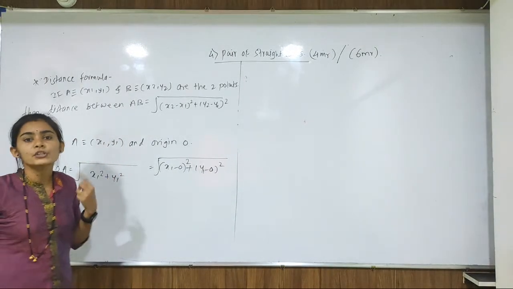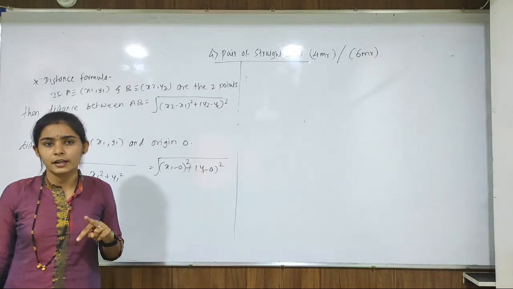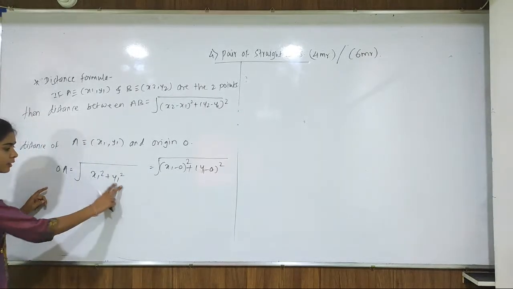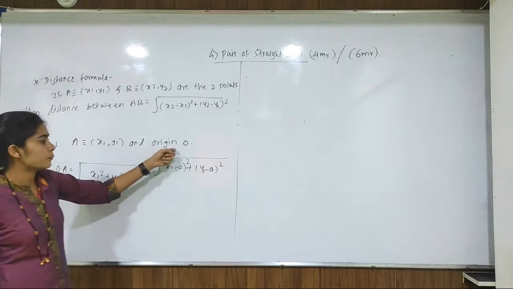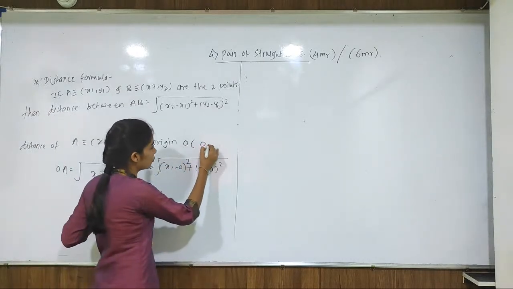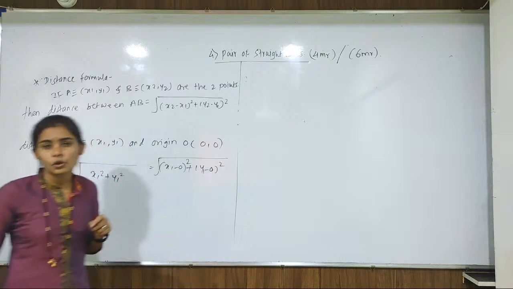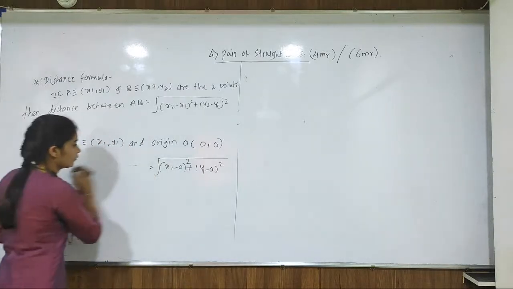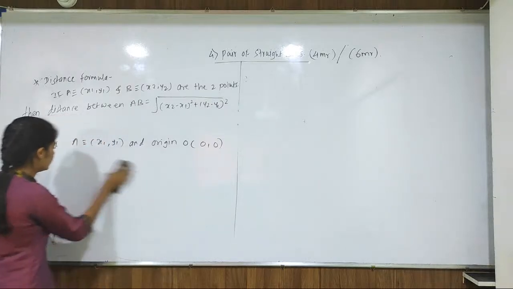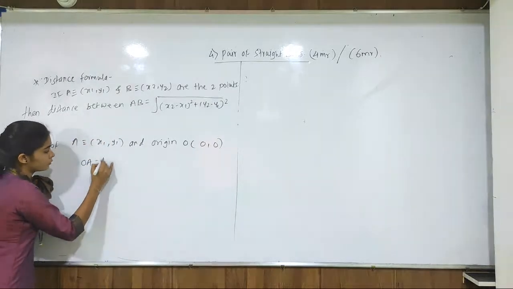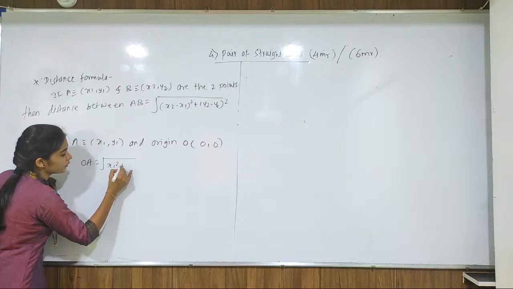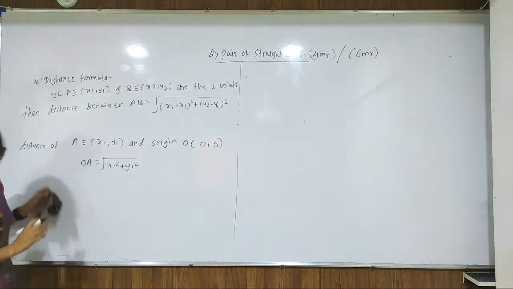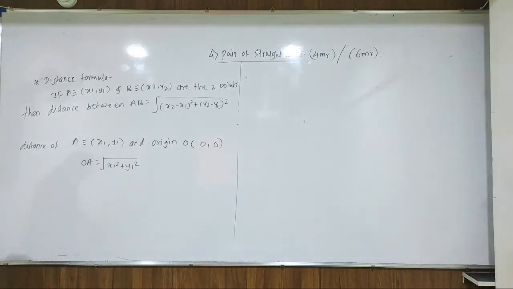जर एक पॉइंट ओरिजिन मधून पास होत असेल आणि एक पॉइंट गिवन दिलेला असेल, then it is x1 square plus y1 square because origin points are 0, 0. Origin चे points काय असतात आपले 0, 0. Okay. Now next. So OA is equal to under root x1 square plus y1 square.